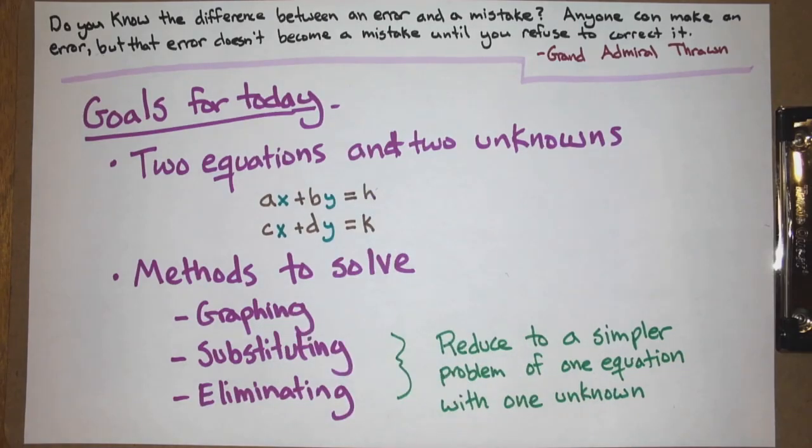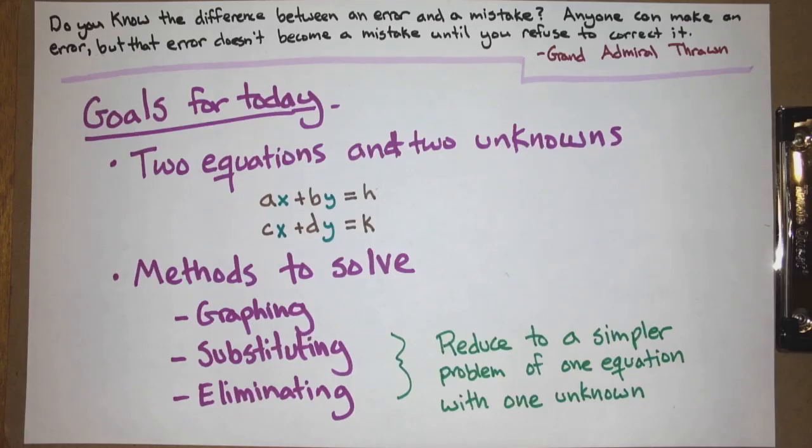Now, what's the goal? We want to solve. And we want to find the x and y where both of these equations simultaneously are true. And we'll talk about a few methods to solve: graphing, substituting, and eliminating. And in practicality, graphing, beautiful idea, not very useful. Substitution and elimination will tend to be our go-to methods. They're very reliable, and we're going to get more and more sophisticated as we go.